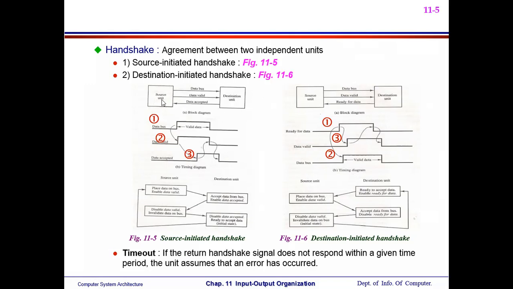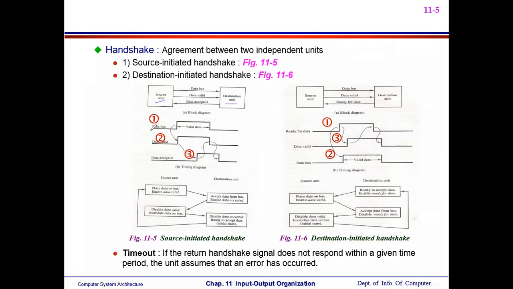Now observe this. Here we have the source unit, and here we have the destination unit. Through the data bus, data is transferred from the source to the destination. And here we have two other control signals: one is called data valid, and the other is data accepted. Data valid goes from source to destination, and data accepted goes from destination to source.